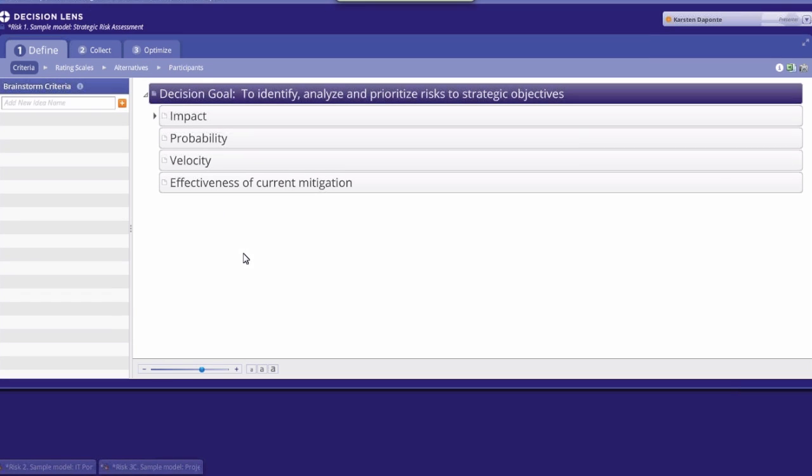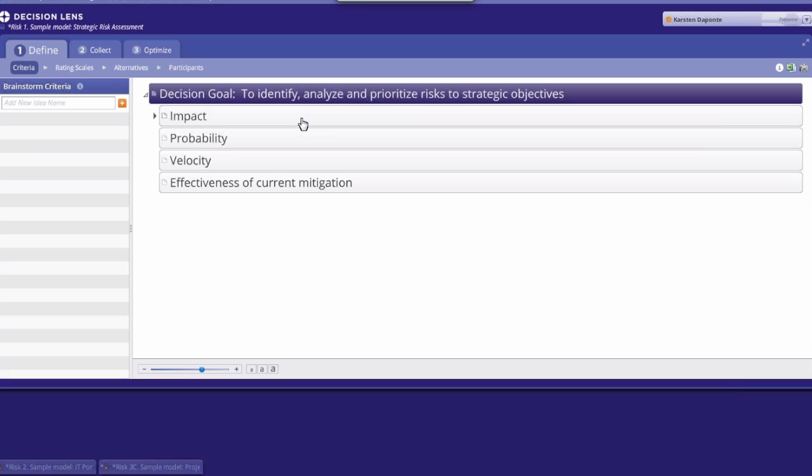Okay. This first model assesses a service provider's strategic risks. That is, the risks that the organization faces to their strategic objectives. The purpose is to prioritize the risks so that the risks of highest concern rise to the top. Keep this in mind as we go through the model. We'll start with the decision criteria.